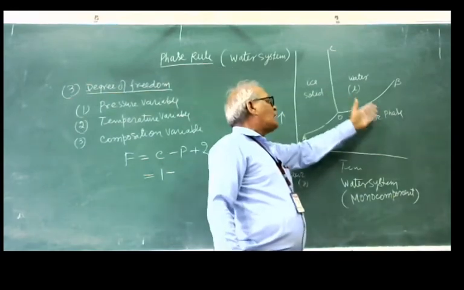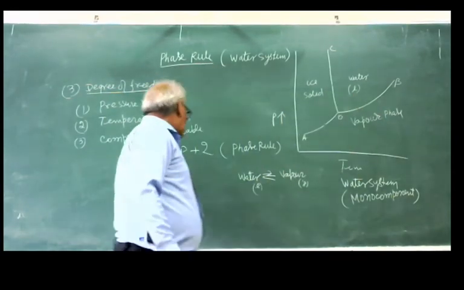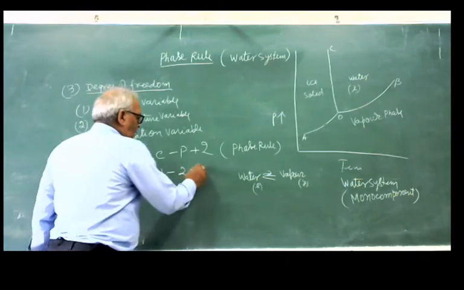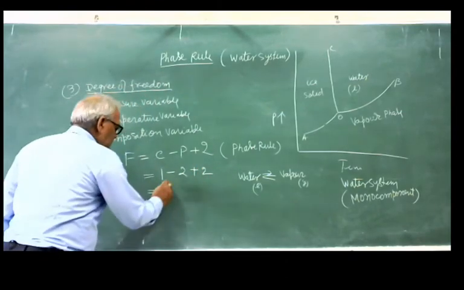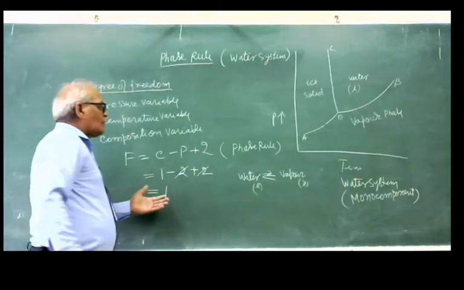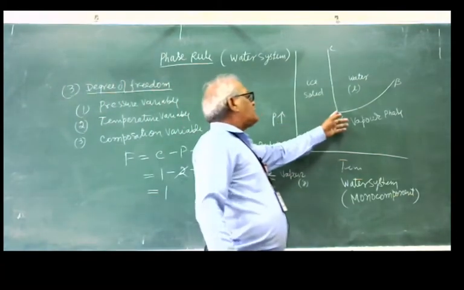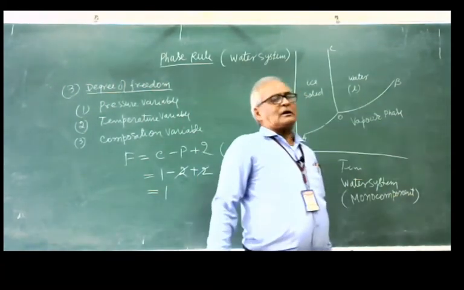2. So you can write here 2. 3 minus 2 is equal to 1. So degree of freedom at OB curve is 1.